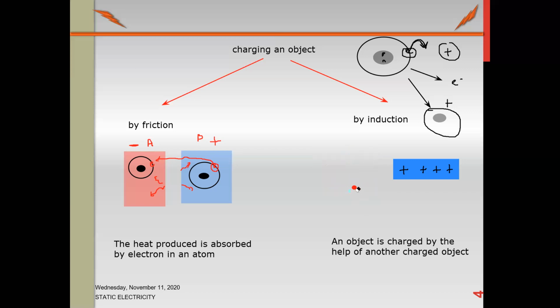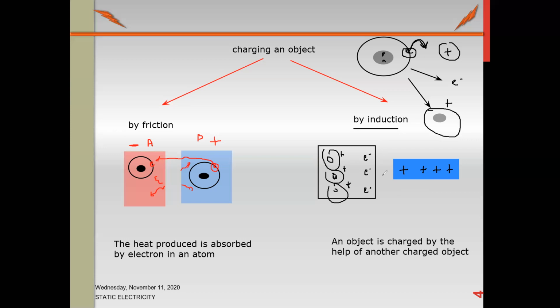The material will have a distribution of the charge: on one side there are more electrons or negative charge, and on the other side it will have more positive ions, because like charges repel each other, so positive charge experiences repulsion from this positive charged rod. So when we create a distribution of the charge within the object, we call this method induction. Induction is when inside an object, we separate the charge by the help of another charged object.